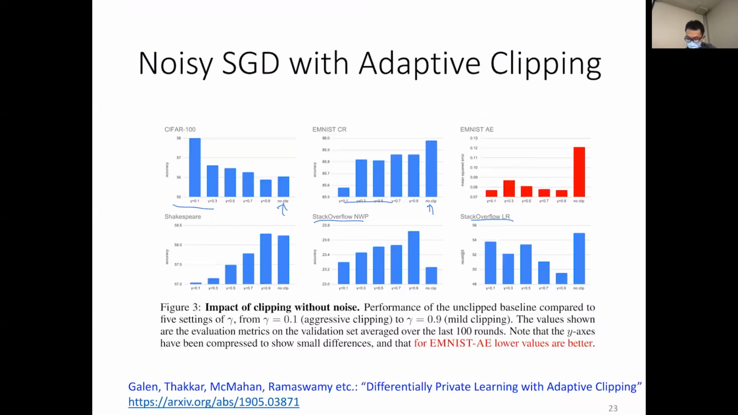In some datasets, it requires you to do more aggressive clipping. In some other datasets, it requires you to do less aggressive clipping. But in many datasets, this actually leads to improvement. For this EMNIST autoencoder, the lower the better. So you can see that, compared to the no-clip baseline, the improved performance is like 5-6% in the mean square error.